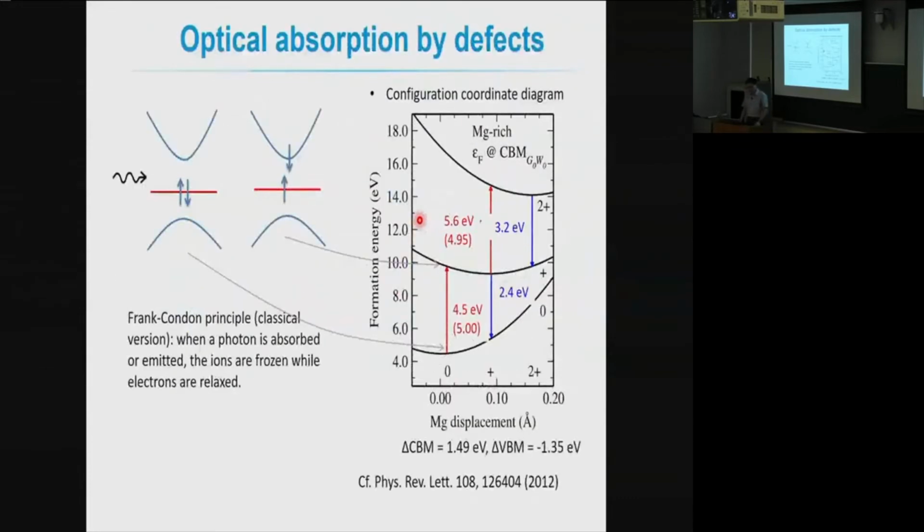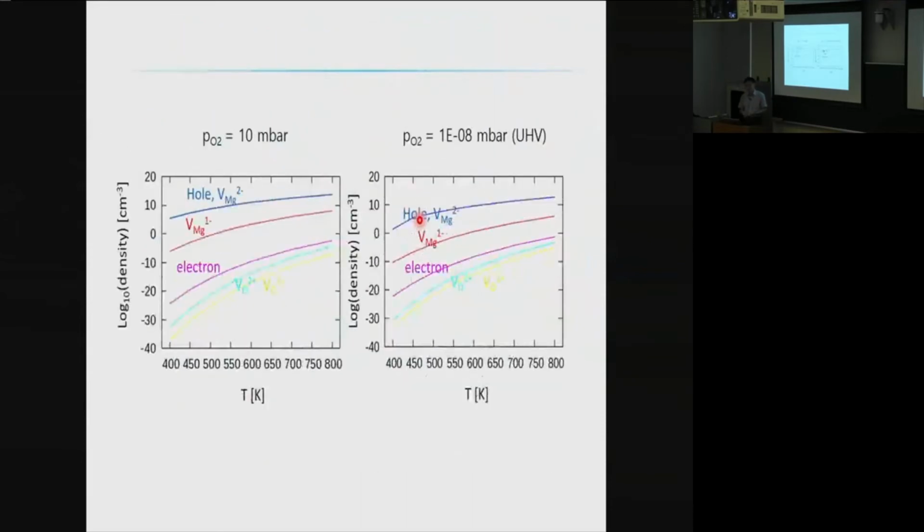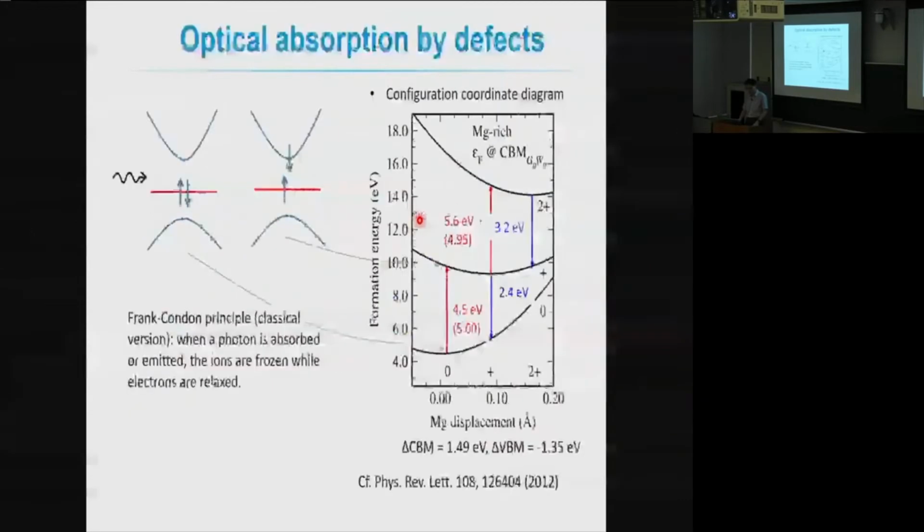All right, so this defect calculation gives you the carrier type, whether it is hole or electron, and also by controlling the oxygen partial pressure, you can estimate how much carrier you will generate by growing your sample at a certain oxygen partial pressure. Of course, by assuming the equilibrium condition. And also, from this transition level diagram, you can get the optical absorption energy.